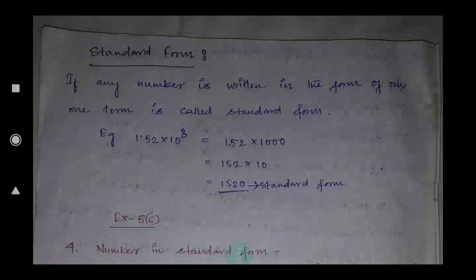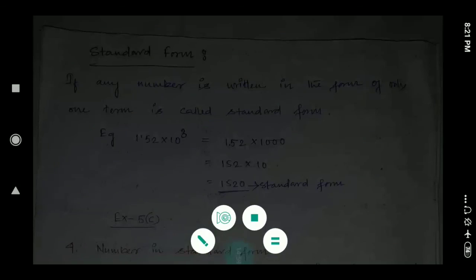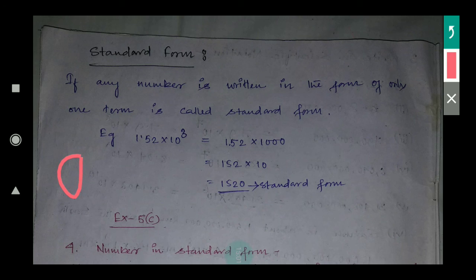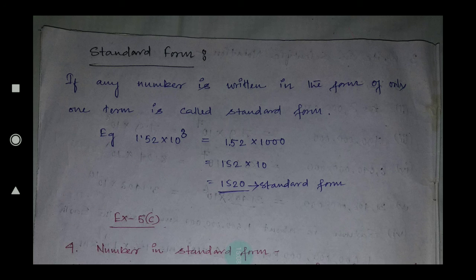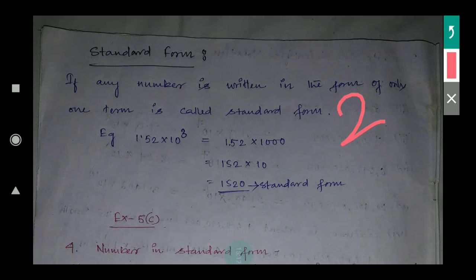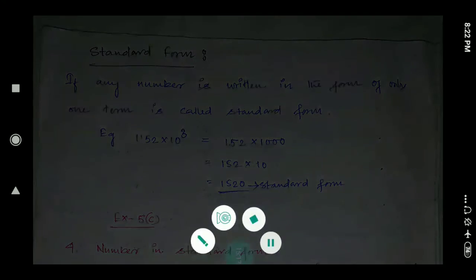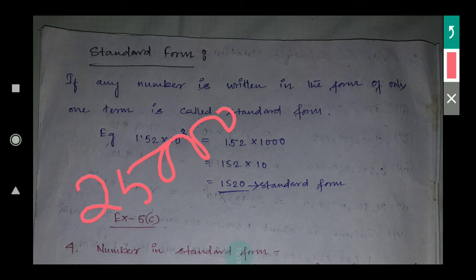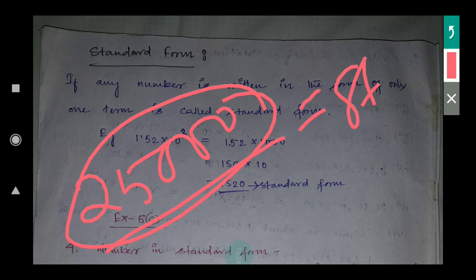Next, we will discuss standard form. If any number is written in the form of only one term, it is called standard form. Scientific notation means two parts, one is a number, another is 10 power something. That means two terms. Standard form means only one term is there. Suppose 2, this is also scientific notation. 25, this is also scientific notation. Or if you write like this, 25,000, then here how many terms? Only one term. So this is in standard form.